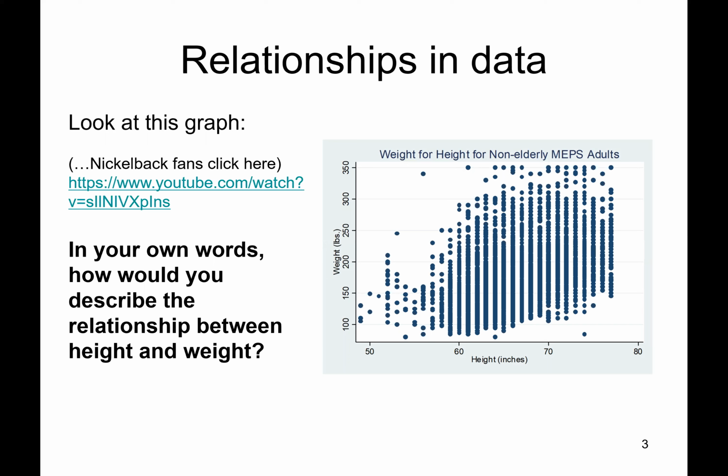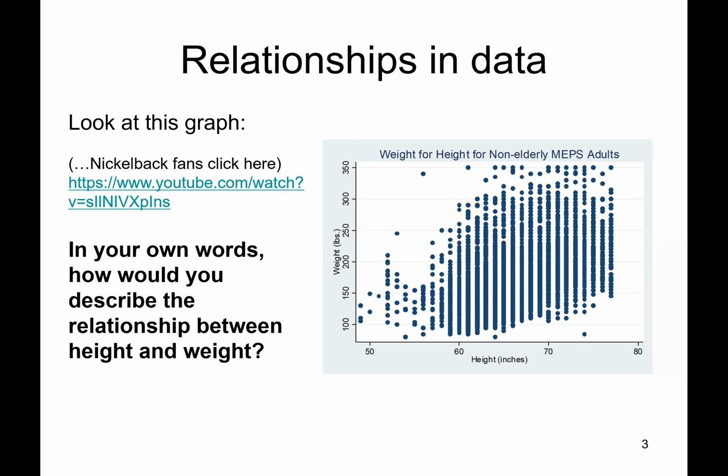So fundamentally, this is about relationships in data. That is what economists tend to spend a lot of their time looking at. So let's take a look at this graph. On the right here, we've got a scatter plot of individuals. These are adults. The data comes from MEPS, the Medical Expenditure Panel Survey that's created by AHRQ, or the Agency for Healthcare Research and Quality. So take a look at this and just think for a moment, in your own words, how would you describe the relationship between height and weight?